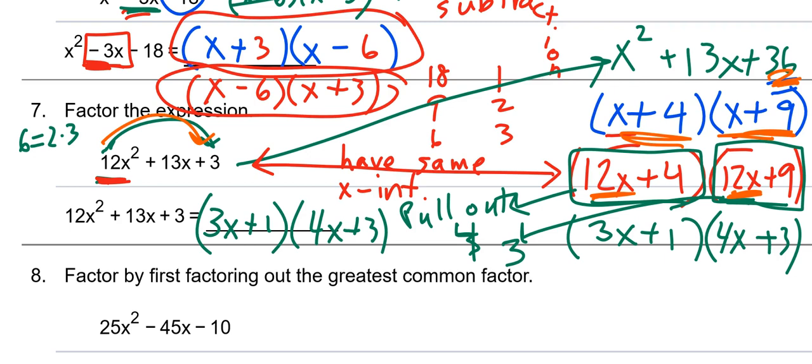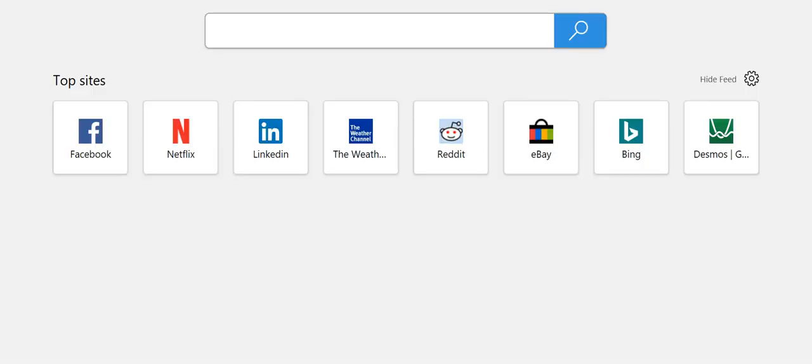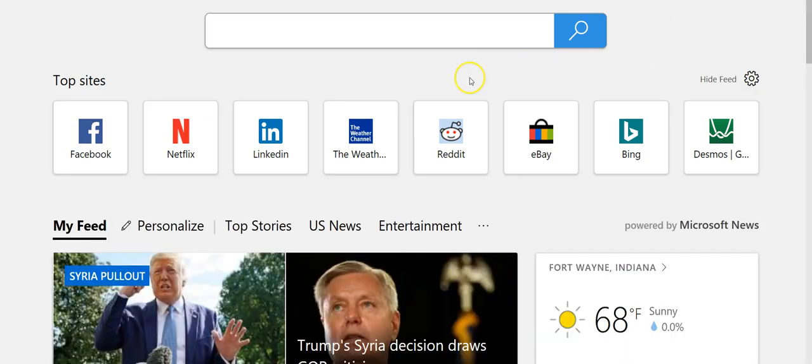All right, now I'm going to quickly show you. We're going to have to practice this method a bunch in class so that you get good at it, okay? But I want to show you. So 12x squared, I'm going to come over here to desmos.com. Come on, where are you at? desmos.com.